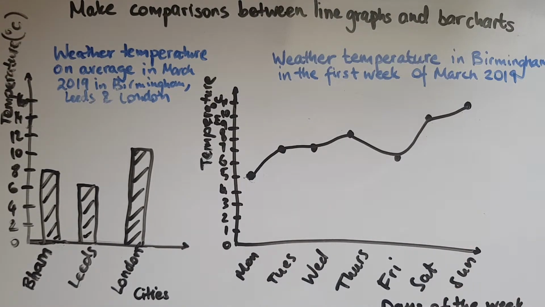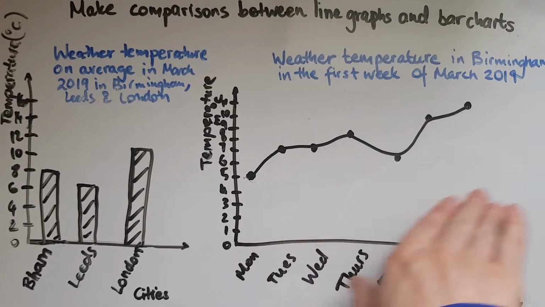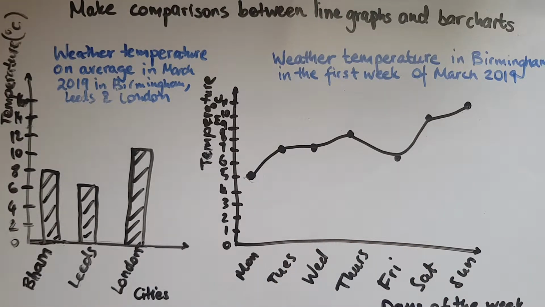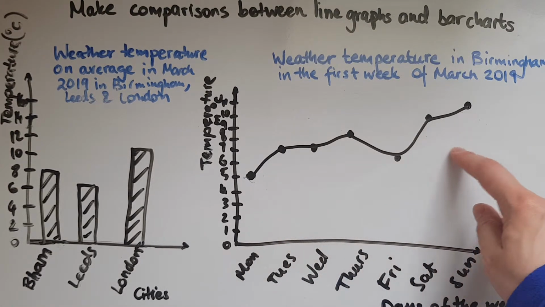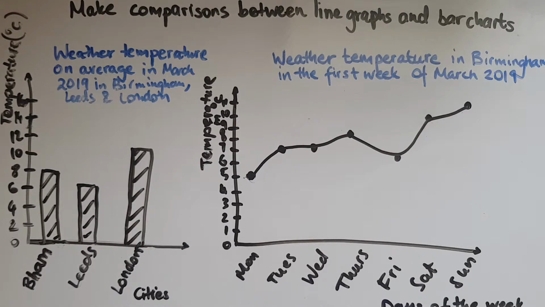So what this line graph is showing us is the trend. How is the temperature changing? It's the same city but different days. So we can see patterns through line graphs. We've got time at the bottom and the line shows the patterns or the changes.